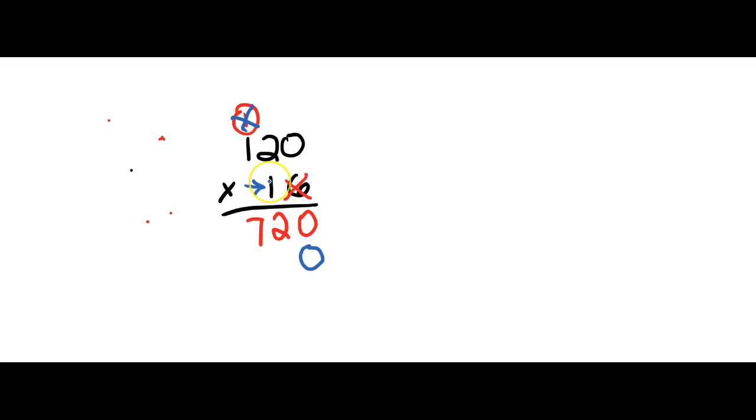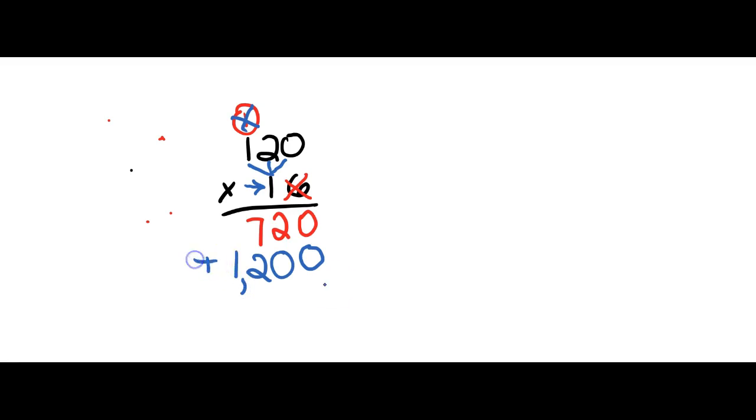And what am I going to multiply this 1 by first? If you said 0, you were correct. 1 times 0 is 0. Just put your 0 down. 1 times 2 is 2. 1 times 1 is 1. And I end up with 1,200.